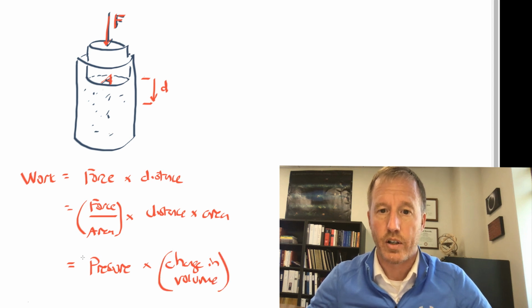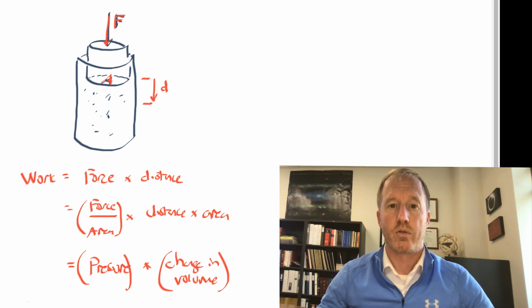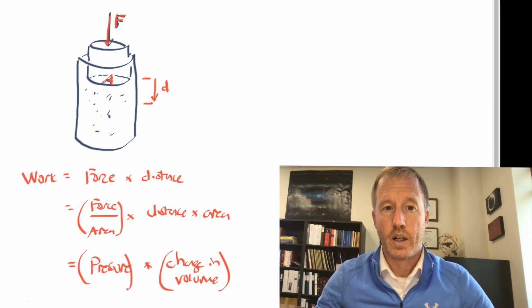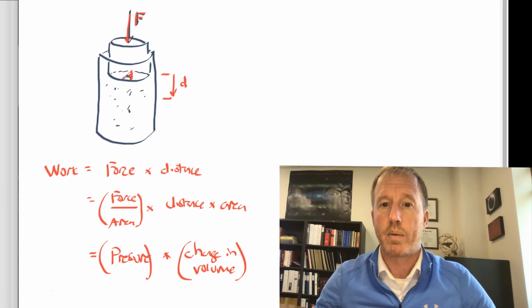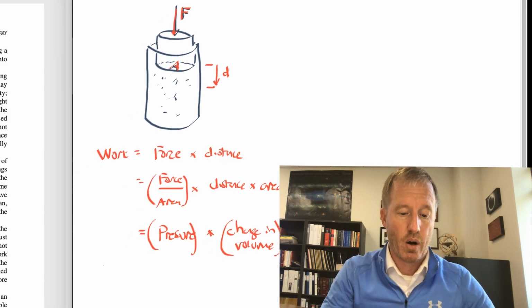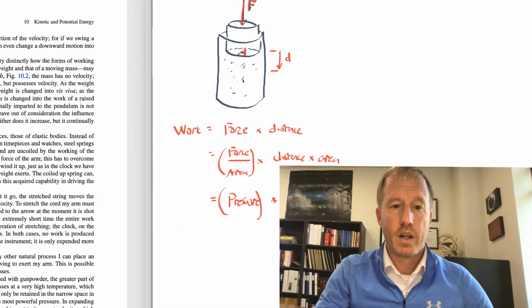So a pressure times a change in volume gives an amount of work that one must do on this gas. And once the gas is compressed, the gas is said to have an increased amount of potential energy, an elastic potential energy stored in the gas, which of course can then be released in expanding the piston.